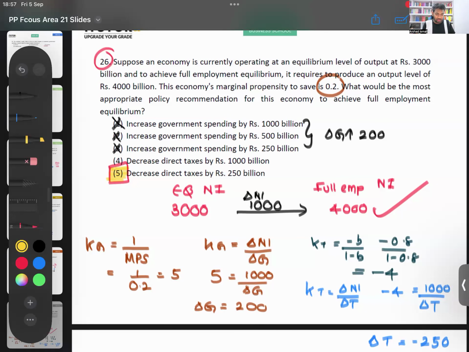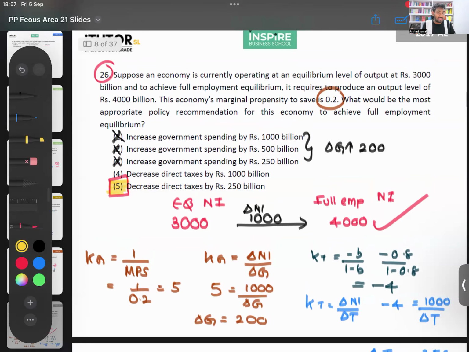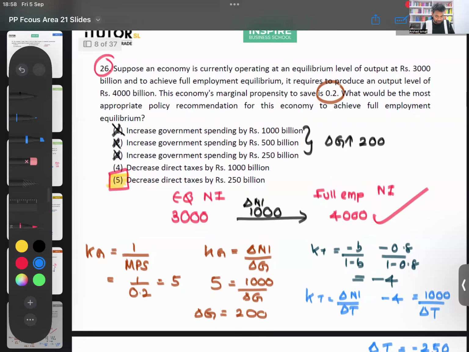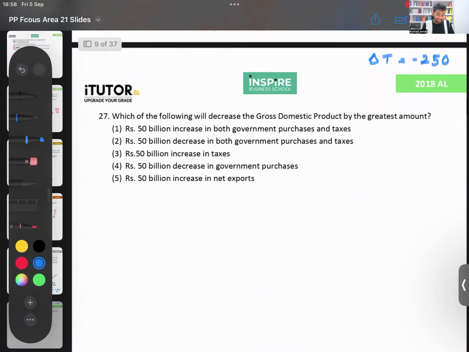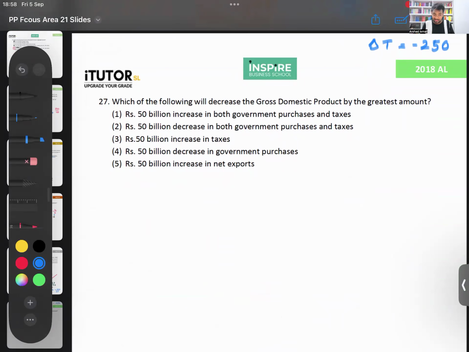2017 question number 26. Yes, good. I feel from the questions that we had so far, this was the most interesting one. Okay, then go into the next one. 2018 question number 27 is saying, which of the following will decrease the GDP by the greatest amount? Tell me now, when will your GDP decrease?